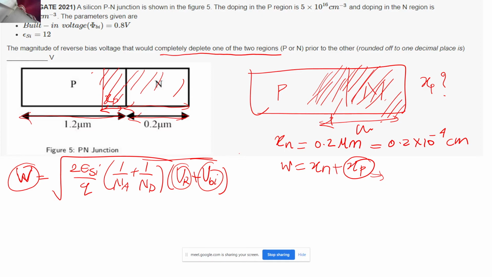The total width minus the N side, Xn. But I don't know the total width now. The total width is the width of the depletion region. I don't know this. This width I know. See, this is the width of what? This is the width of the entire diode, right? Just think a little bit. It's very easy.